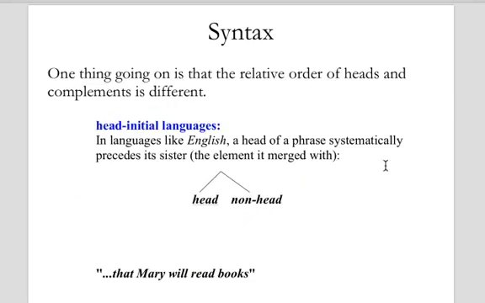So many things differ between Japanese and English, obviously. But within the syntax, one big thing going on here is that it looks like the relative order of heads and complements is just different. So there's lots of surface differences in here, but a lot of them seem to reduce to this one parameter. In languages like English, the head of a phrase systematically precedes its complement, which here is referred to as a sister. It's the element that it merges in the syntax with. Head, non-head, right? Complement. That, Mary will read books.